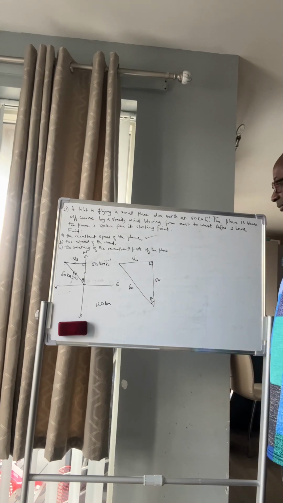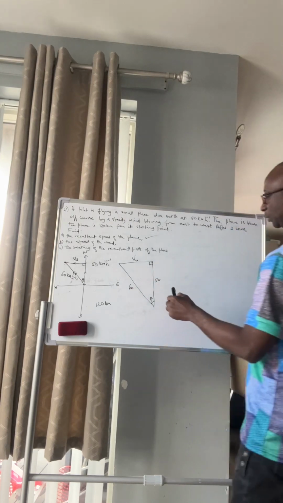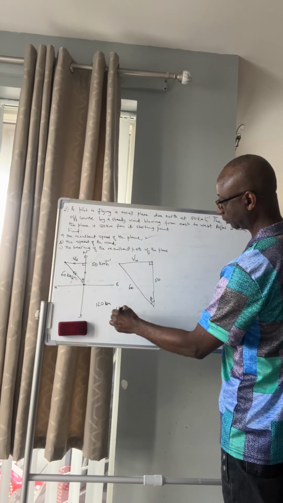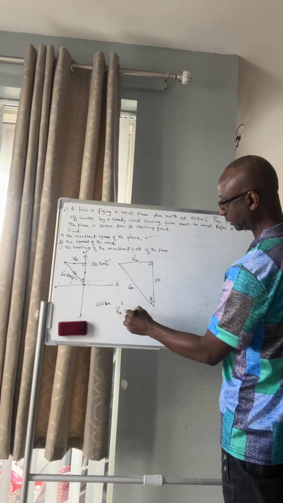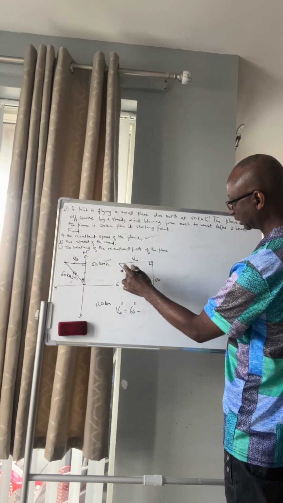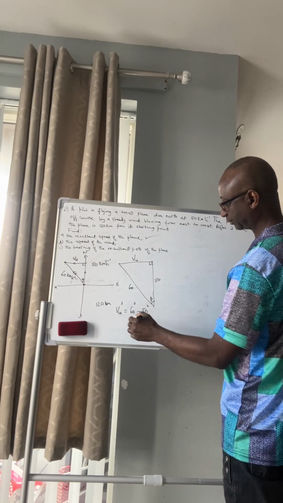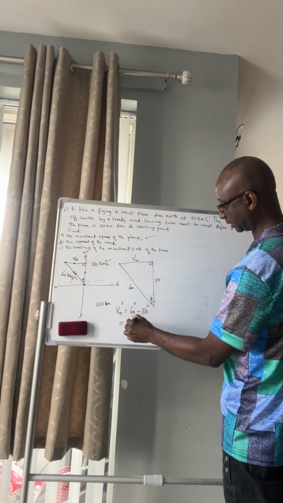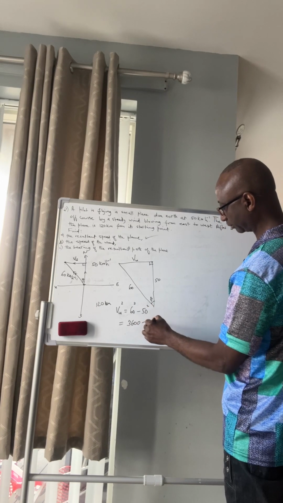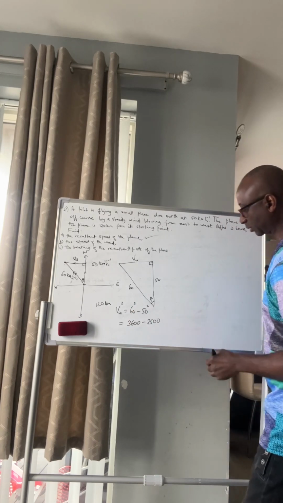This is a right angle triangle, so we use Pythagoras. If you use Pythagoras here, you will have VW squared is equal to the hypotenuse, which is 60 squared, minus the adjacent, which is 50 squared. 6 times 6, 3600. 50 times 50, 2500. This is 60 times 60, 3600.